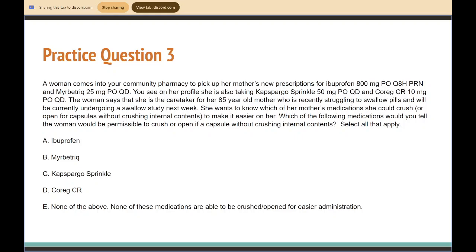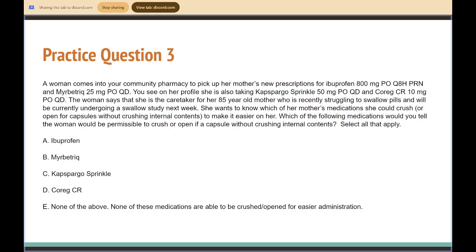All right, last but not least, Coreg continuous release is a capsule of carvedilol, and the insert states that the capsule may be opened and sprinkled on a spoonful of applesauce, making answer choice D correct. So once again, A, C, and D were correct. After taking the Coreg CR with applesauce, the patient should drink fluids to ensure the full dose is completely swallowed. So there is a star for Coreg CR.